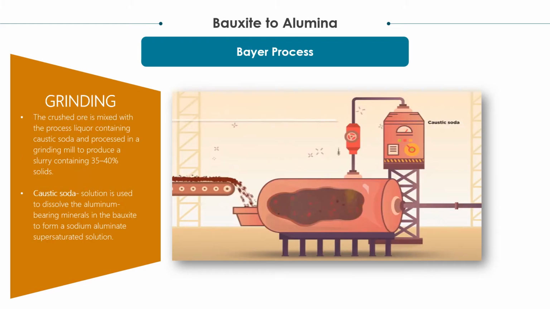In grinding, the crushed ore is mixed with the processed liquor containing caustic soda and processed in a grinding mill to produce a slurry containing 35 to 40% solids. The caustic soda is a sodium hydroxide solution that is used to dissolve the aluminum-bearing minerals in the bauxite to form a sodium aluminate supersaturated solution.